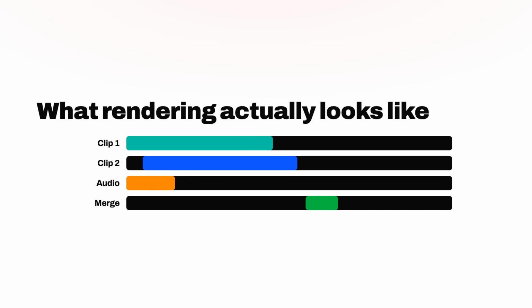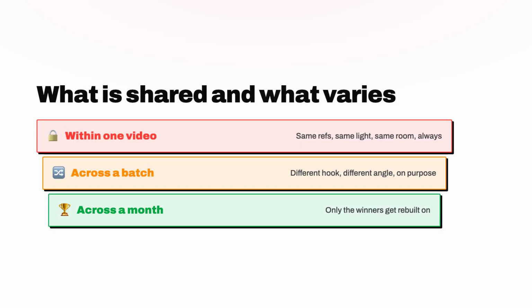Call it 40 minutes for a 30-second ad, and I'm not watching it happen. Everything inside one video shares the same references, same lighting, same background. Different videos in a batch are meant to differ. That difference is the variation you're testing.